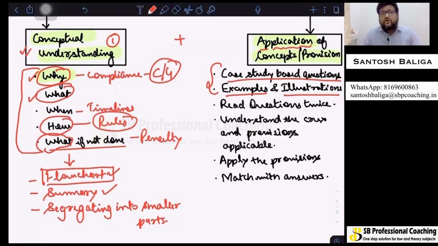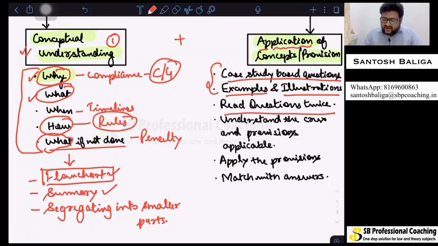Okay. One more important tip that I want to give you is, in case study based questions, you have to read the question twice. The question is more important in case study based questions rather than the answers. So whenever you are reading any question bank or any scanner or any past exam questions, do ensure that you read the questions at least twice before coming to the answers.